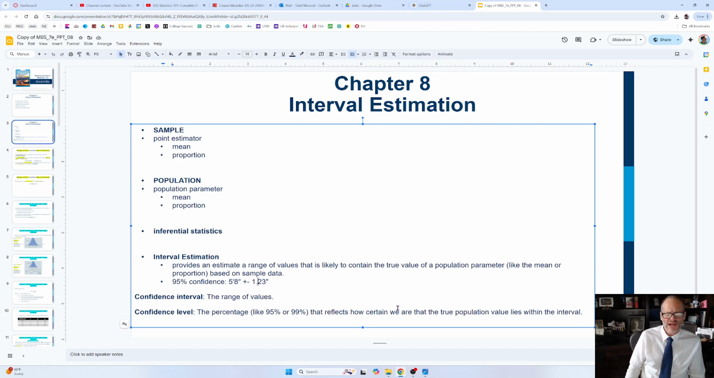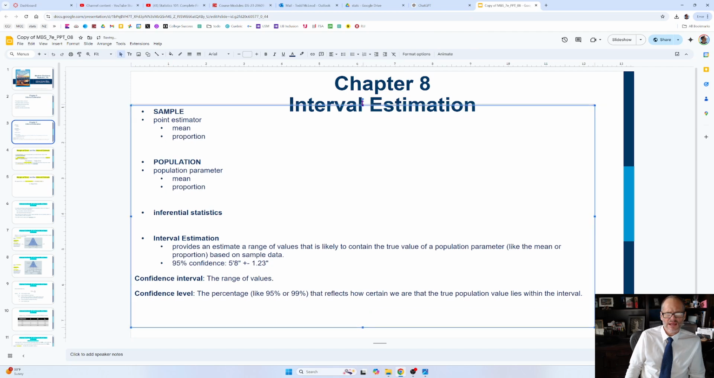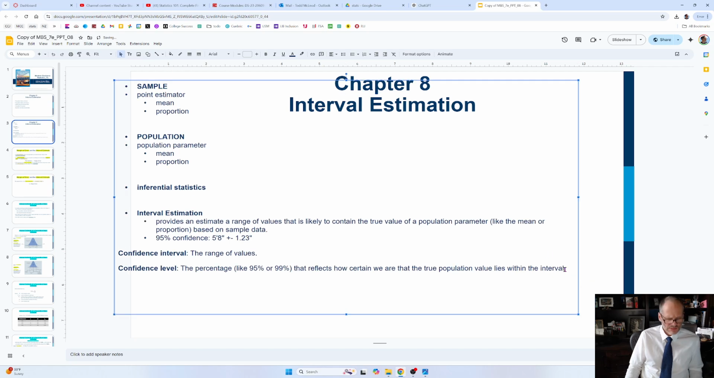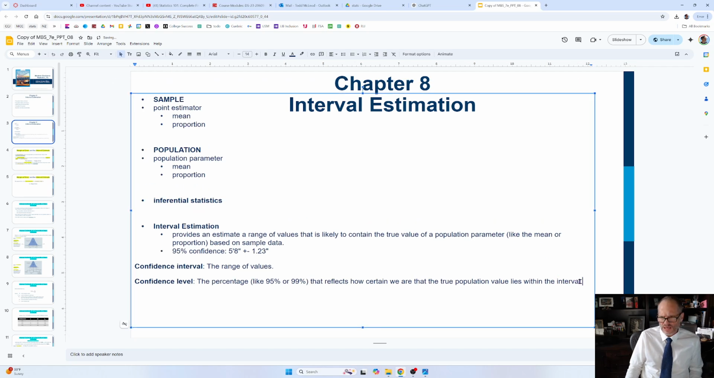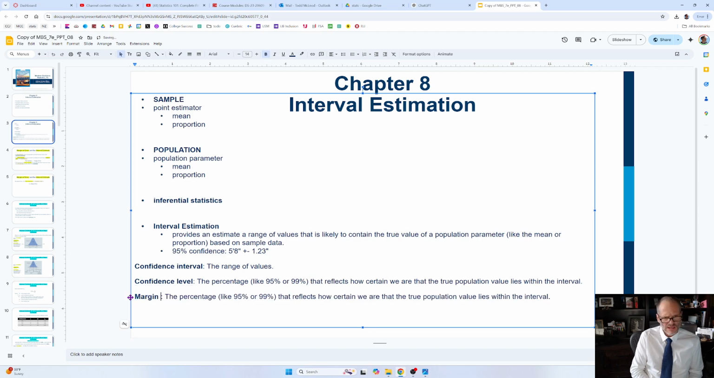And so for margin of error, we'll put this down here as a definition. We'll copy this and do margin of error, and that is the plus or minus 1.23 inches part. So that's like plus or minus a certain amount, right? That's the margin of error. This is the confidence interval, and this is our confidence level.